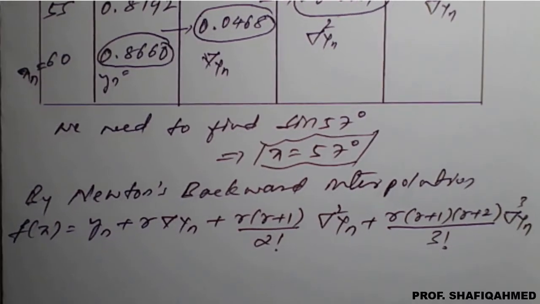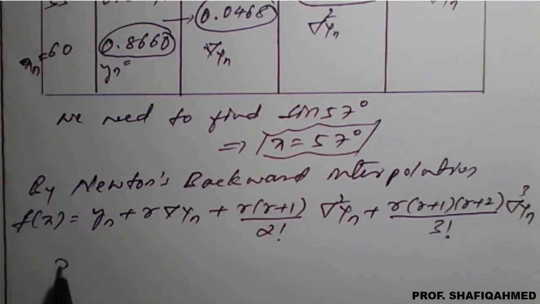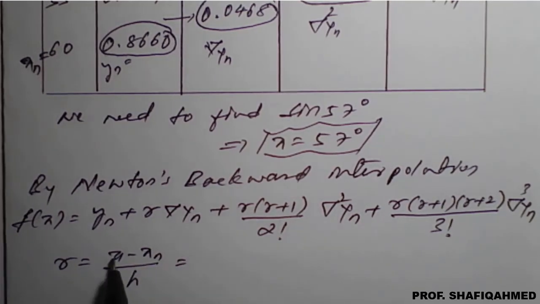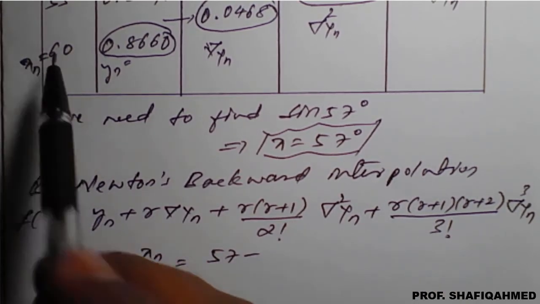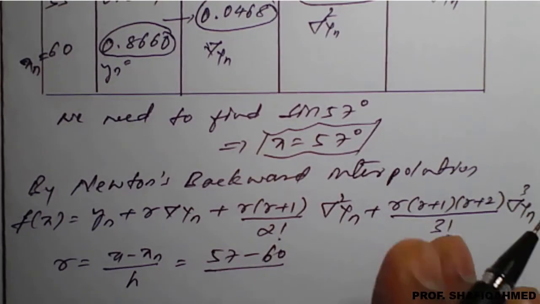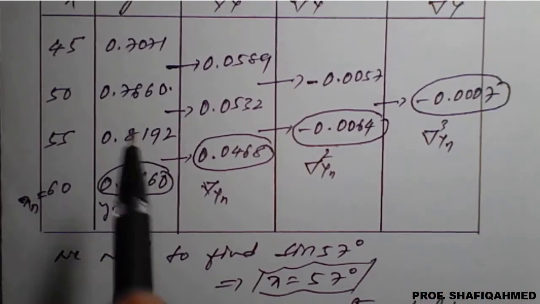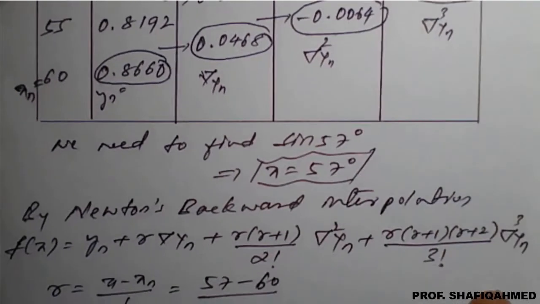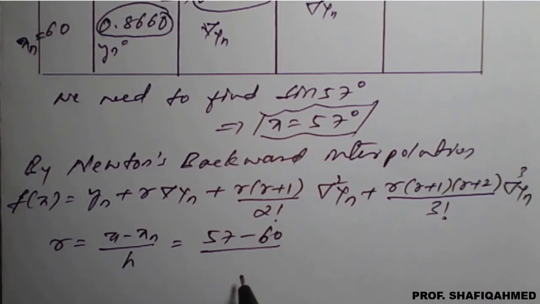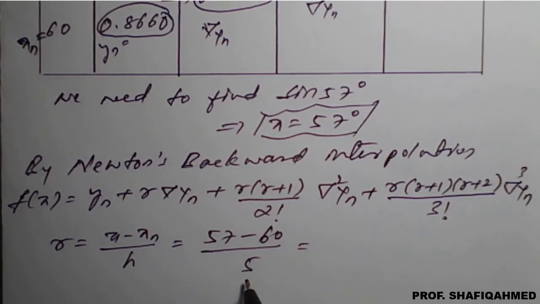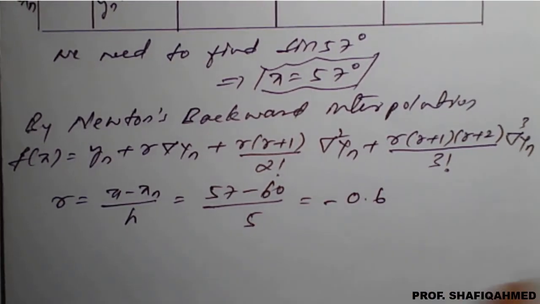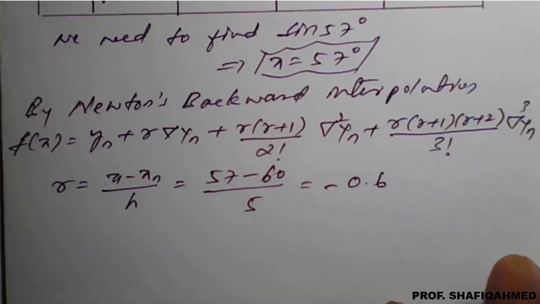We need the value of r, so r is nothing but x minus xn divided by h. The x value is 57 degree minus xn, that is the last value from the table, 60, divided by h. The difference between each value of our x is 50 minus 45 is 5, 55 minus 50 is 5, 60 minus 55 is 5. Therefore the step size h is 5. So 57 minus 60 divided by 5 gives minus 0.6. Therefore we'll apply this in the formula.